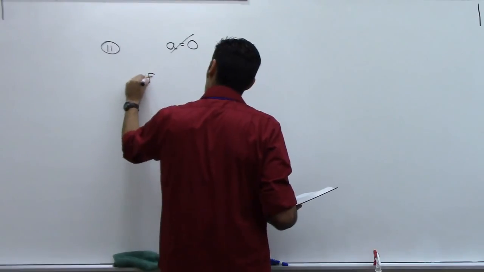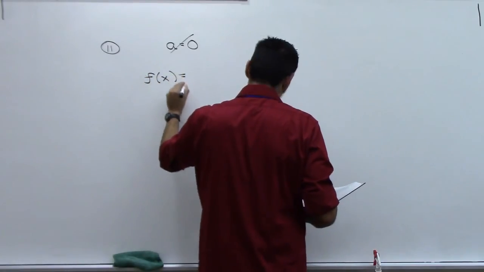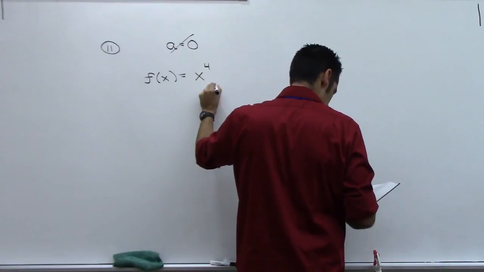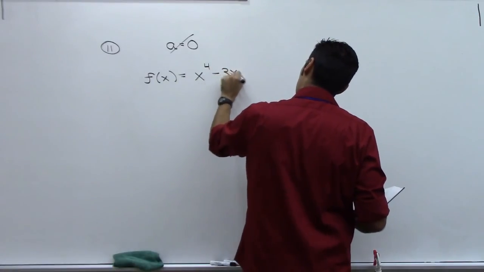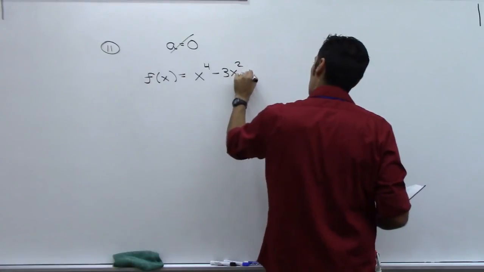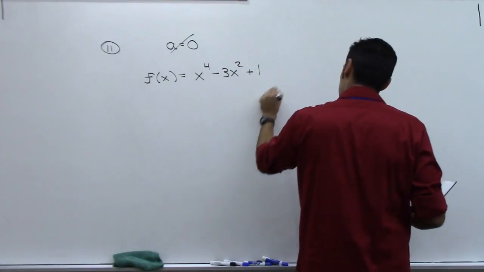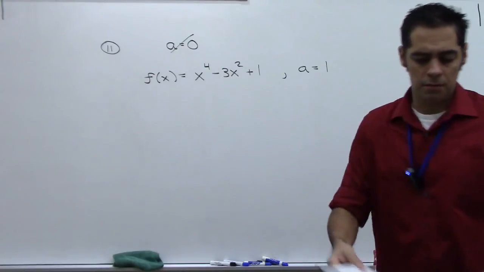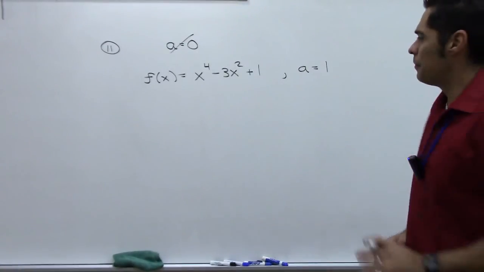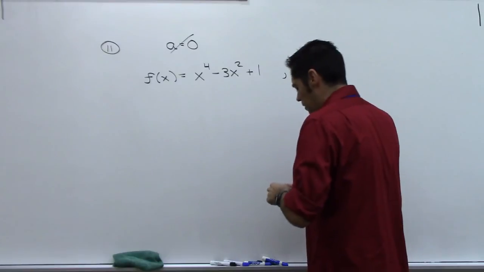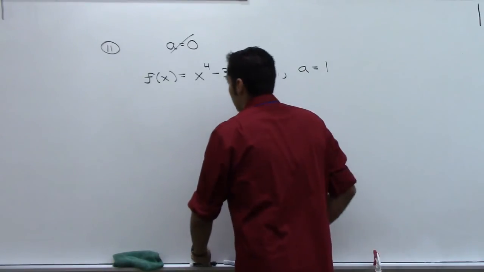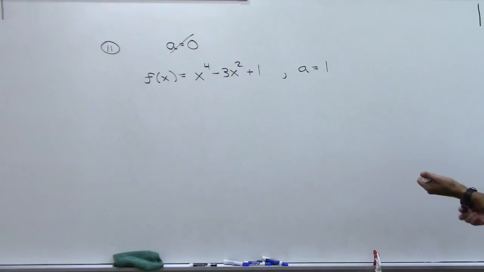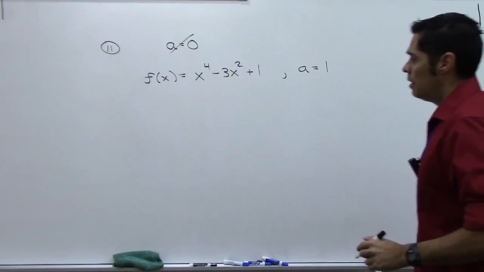So let's look at f of x is equal to x to the fourth minus 3x squared plus 1. And it's going to be centered at a equals 1. So this is a finite polynomial function, and they're giving you this example just as a warm-up, just to kind of get you to see how things are going to work.